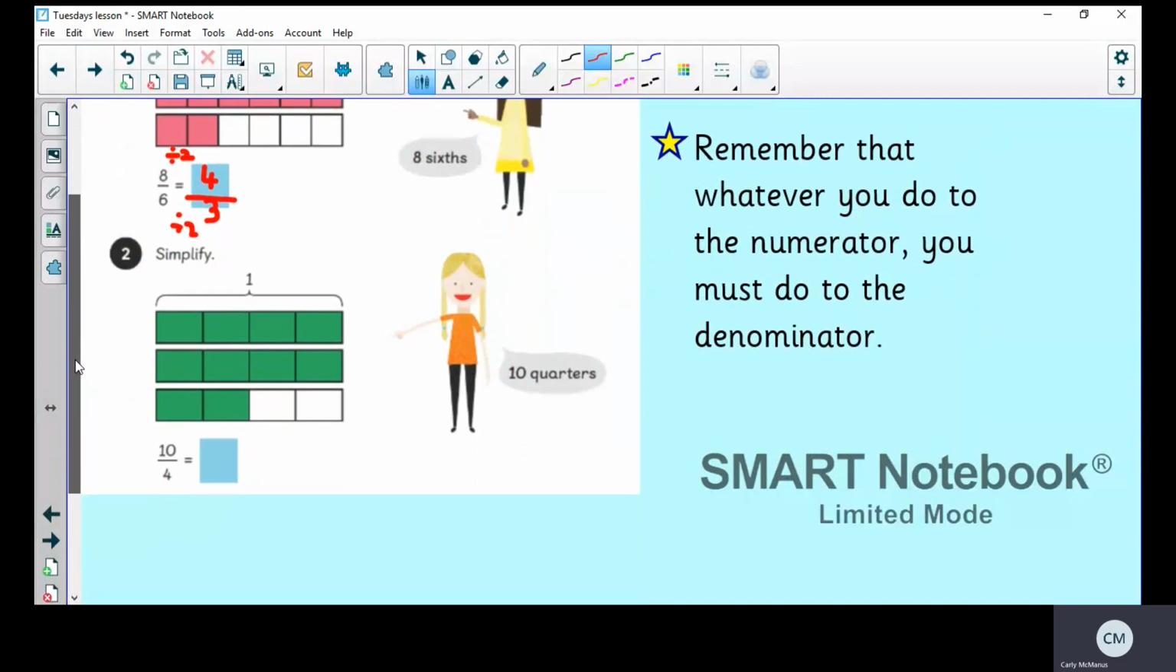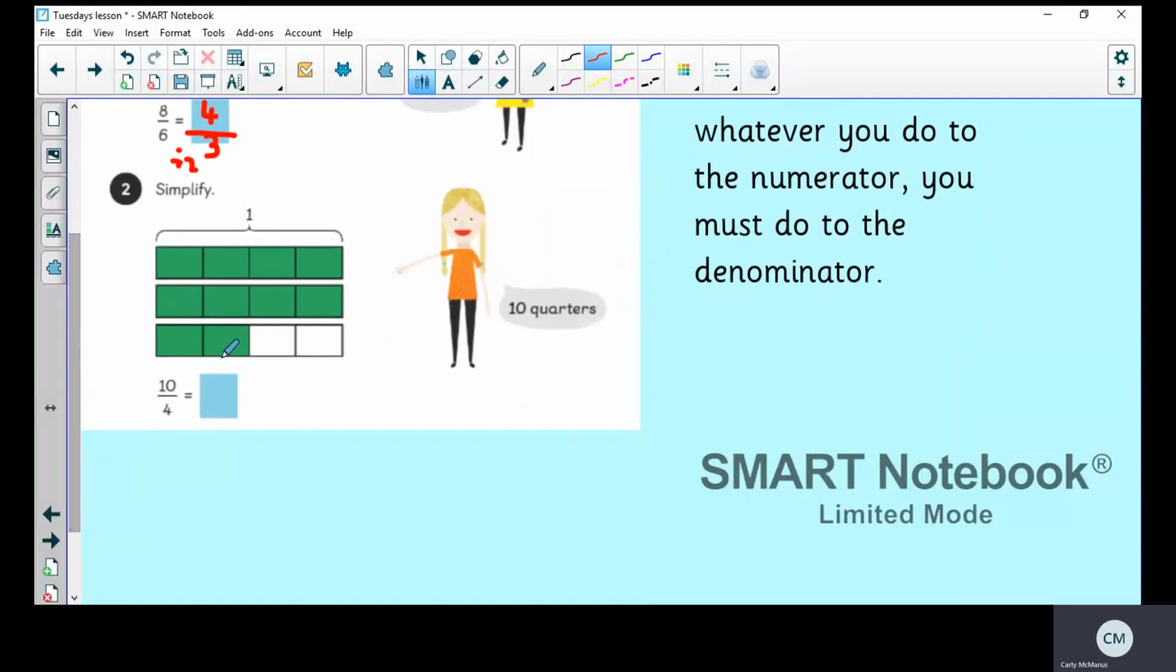Now, the next one is 10/4. Each part has been split into 4 and 10 parts have been shaded. Now we want to simplify it. So we know we need to divide, but what are we going to divide by? Well, 1 definitely goes into both. Just 2. Let's see. 2, 4, 6, 8, 10. Yes, 2 goes into both. Does 3 go into both? No, it doesn't. Does 4 go into both? 4, 8, 12. No, it goes into 4, but not into 10. Then we're not going to go any higher than that, look, because 4 is the denominator.